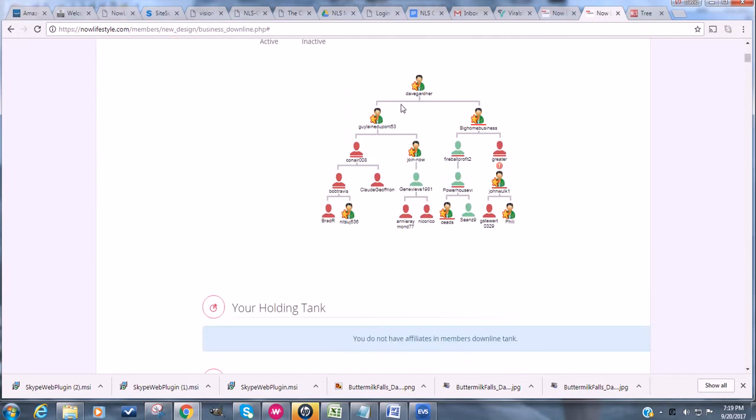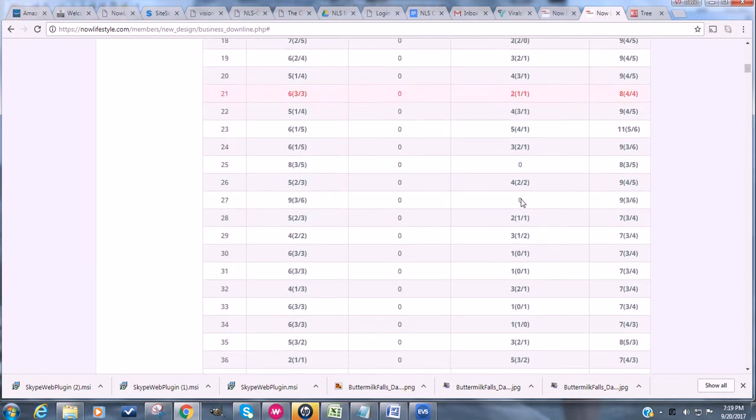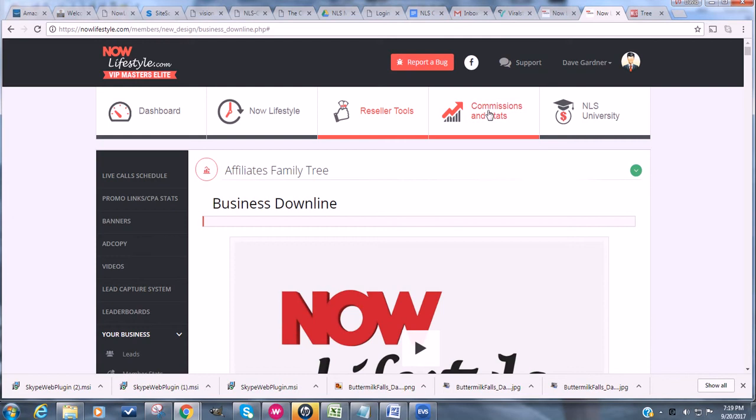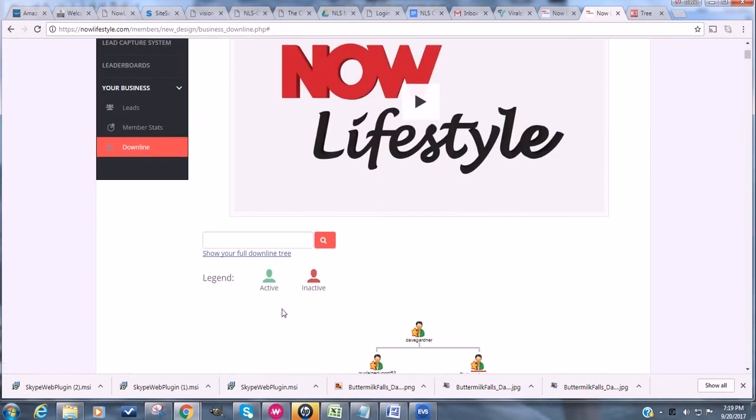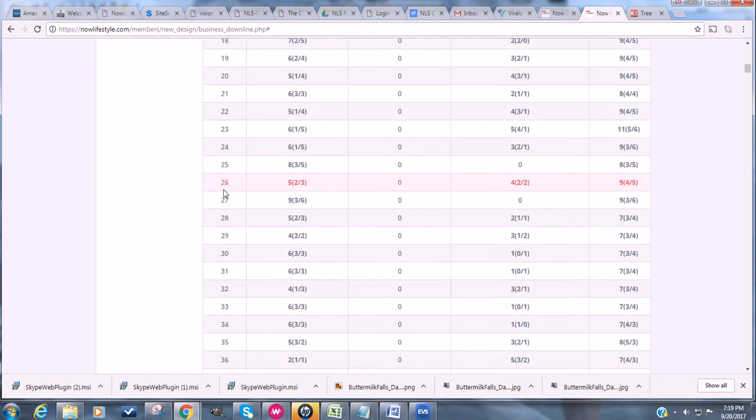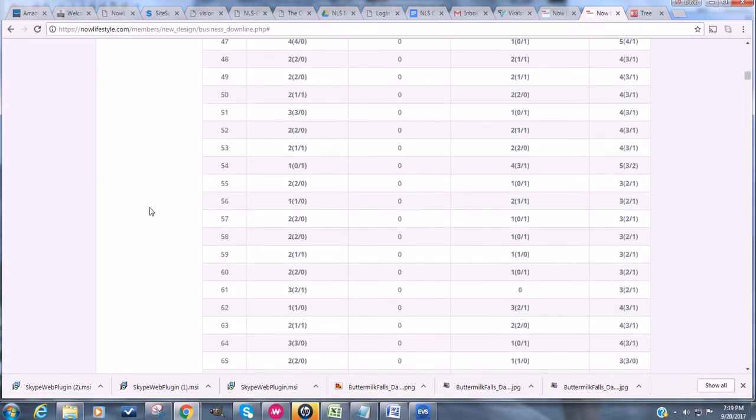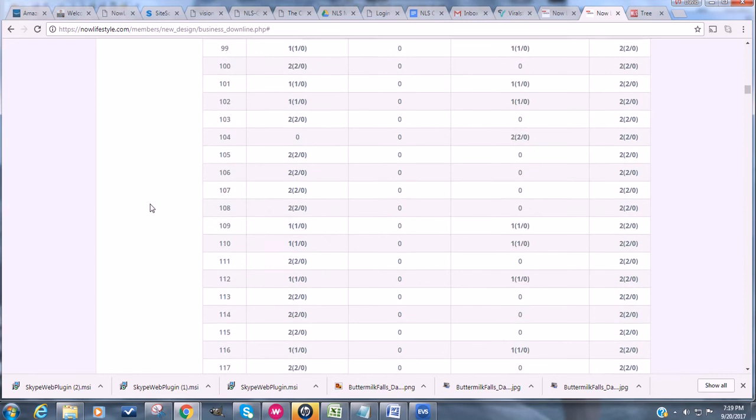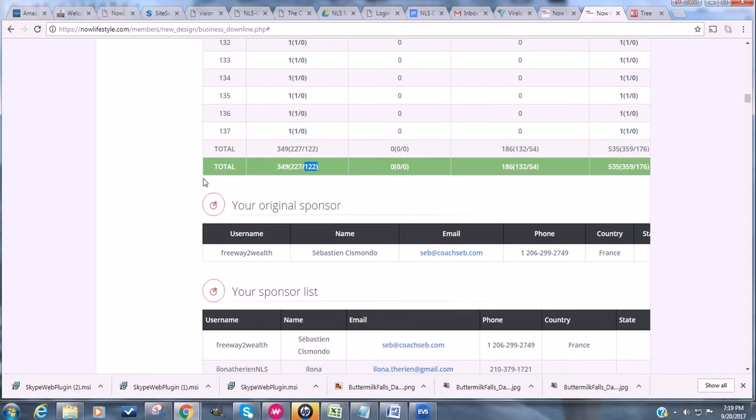So going into my back office, if we scroll down, let's say for example how you find this, you would go to reseller tools, then your business, and then downline, and you'll be able to scroll down and see your downline stats and see how many people are actually in your downline. And so I have people that are down 130 plus levels, 137.